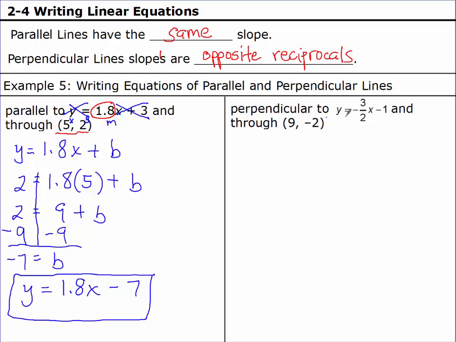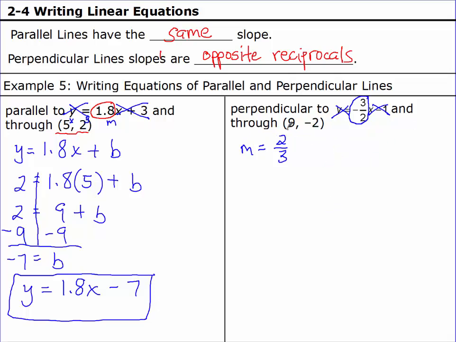Okay, over here, perpendicular. So again, we know it's going to deal with the slope, and I'm going to disregard everything else in this equation. Except the perpendicular is opposite reciprocals. Opposite means it has a different sign. So if it was negative, it's going to be positive, and if it was positive, it's going to be negative. So ours is going to be positive, and a reciprocal means you need to flip it over. So instead of 3 halves, it's going to be 2 over 3. So our slope is positive 2/3.